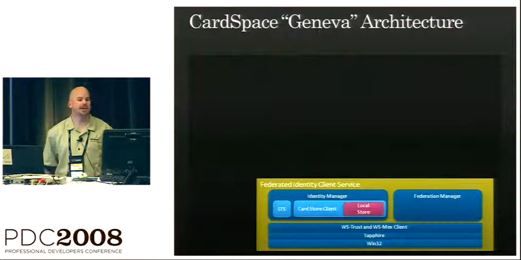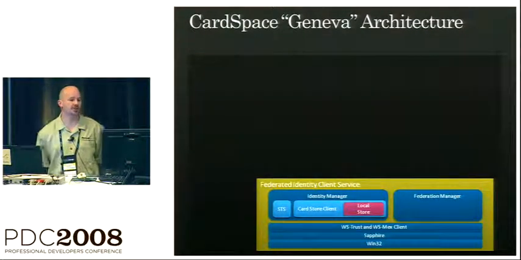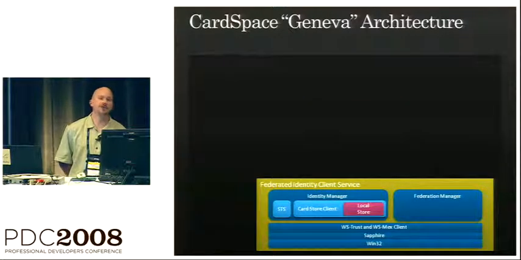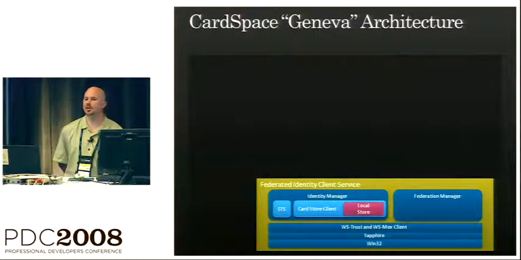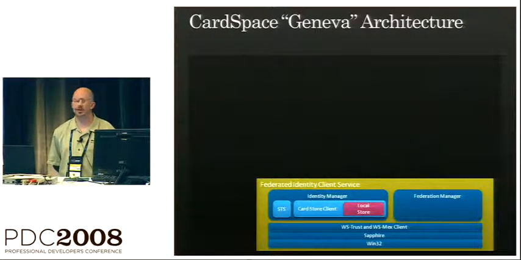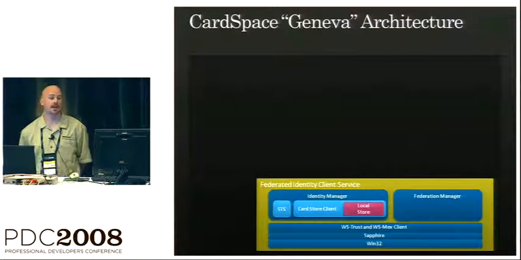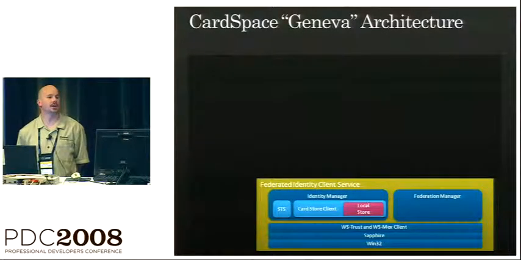On top of that, we layer some simple WS Trust and MEX client code to do SOAP interactions with those particular protocol elements. The Federation Manager handles the majority of the policy retrieval and token exchange that I put in the earlier slides. And the Identity Manager is really the heart of the CardSpace service.